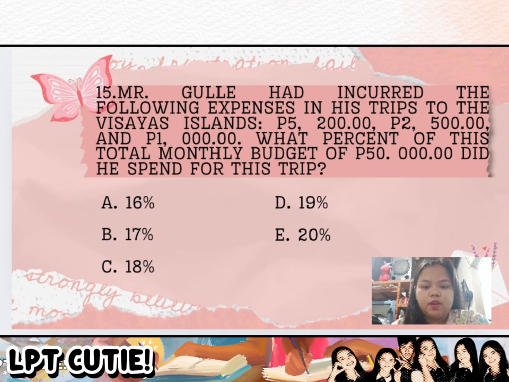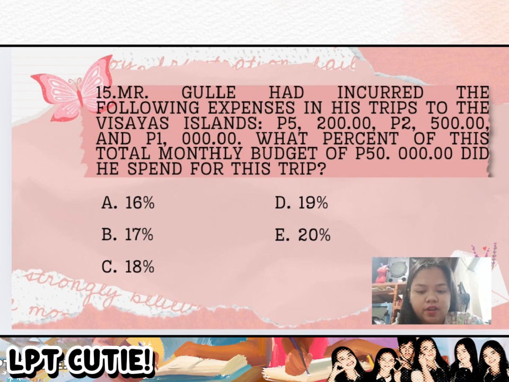Okay, now, number 15. Mr. Gullye had incurred the following expenses in his trips to the Visayas Island: 5,200, 2,500, and 1,000 pesos. What percent of his total monthly budget of 50,000 did he spend for this trip? Is it A, 16%, letter B, 17%, letter C, 18%, letter D, 19%, or letter E, 20%? So what do you think is the answer?